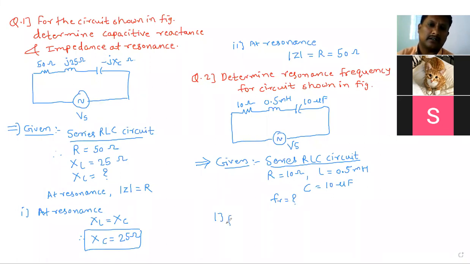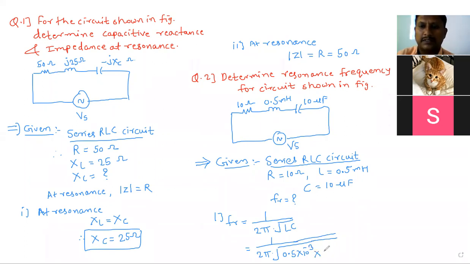So FR you can get the equation. FR is equal to what? 1/2 pi into under root LC. So 1/2 pi into under root L. L means what? 0.5 milli. 0.5 into 10 raised to minus 3. Milli म्हणजे 10 raised to minus 3. Into capacitor is 10 microfarad. So 10 into 10 raised to minus 6. So multiply inside this bracket. Take the square root. Multiply with 2 pi. Then take 1 upon that. So calculate and tell what is the FR value.